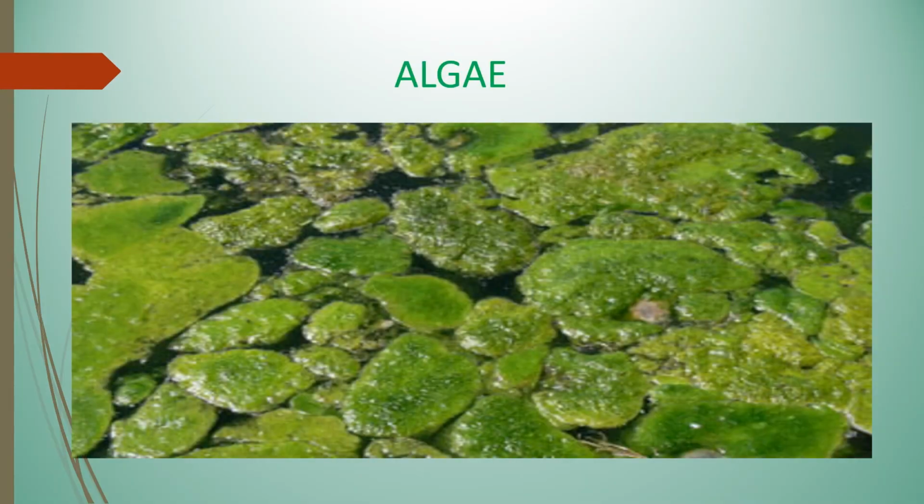Algae. These plants live in water. You can see in the picture, a green layer over ponds. Some float in ponds like thin green ribbons. Some are so tiny that you can only see them with the help of a microscope. Children, all algae have green color. So it means all algae have chlorophyll.